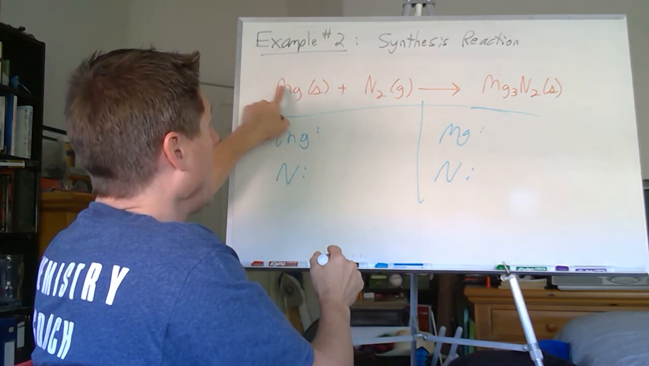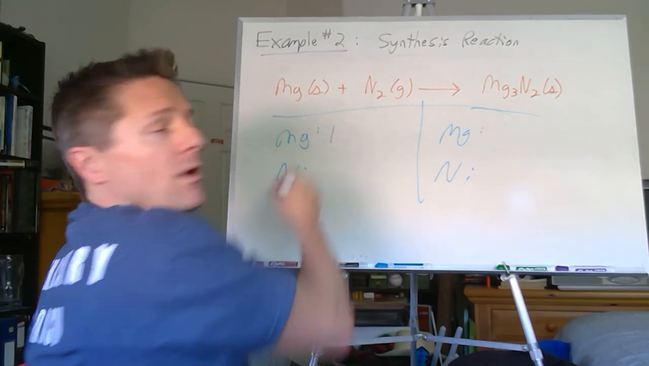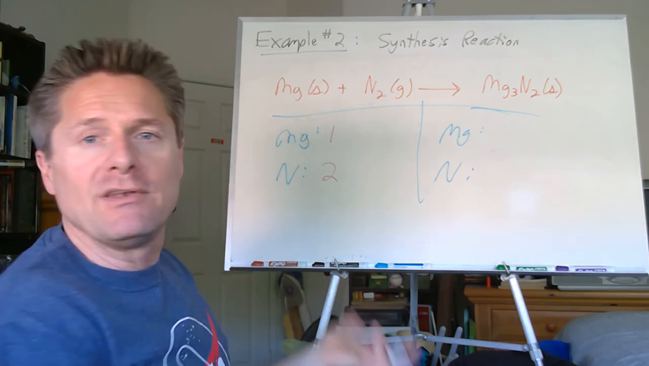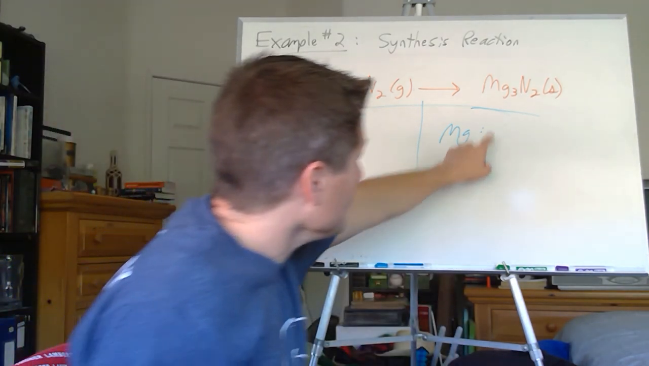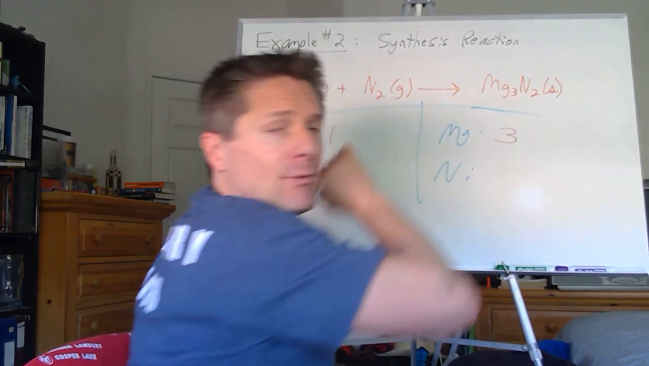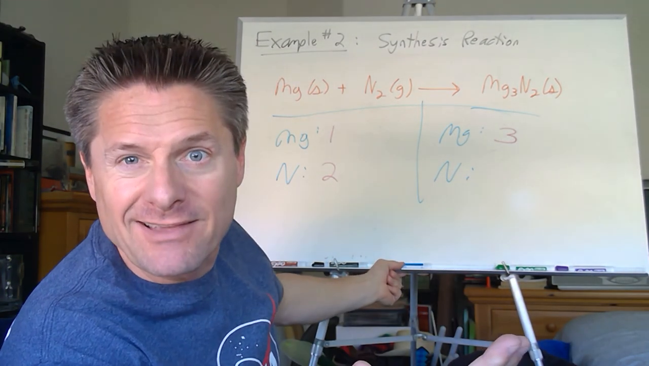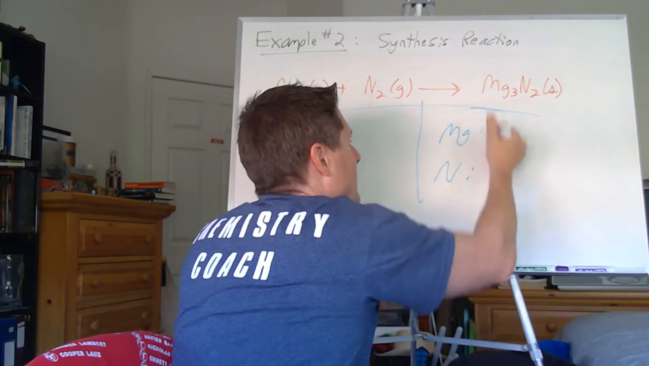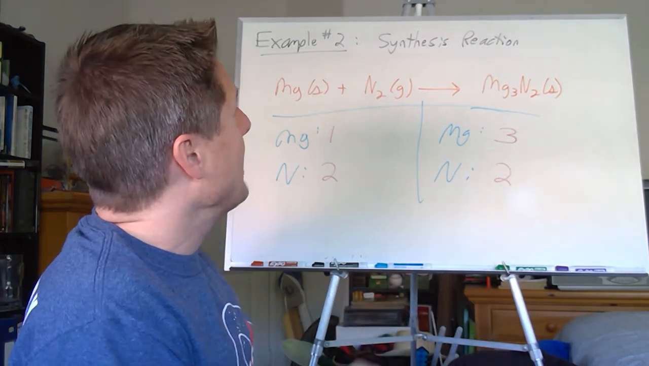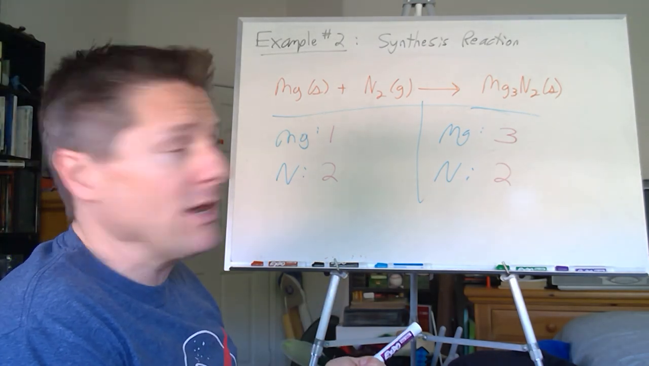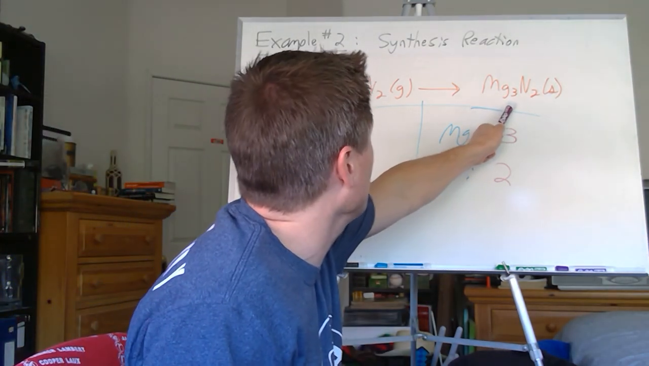Starting out with, I have a coefficient of 1 times a subscript of 1, so 1 magnesium. Coefficient of 1 times a subscript of 2, 2 nitrogens to start with. Over here, I have a coefficient of 1 times a subscript of 3, so I have 3 magnesium. They're ions on that side, but it doesn't matter if they're ion or atom in this scenario. And we have 1 times 2, or 2 nitrogens. Now my nitrogens are balanced, yay! But my magnesiums are not. So it should be pretty obvious, since I have 3 magnesiums here.